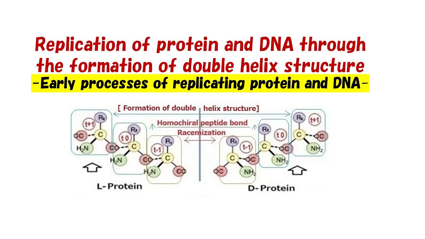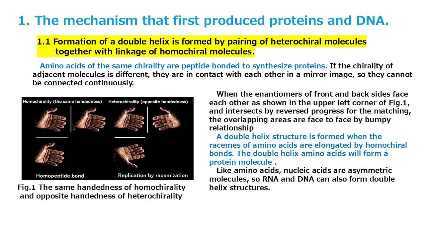Replication of protein and DNA through the formation of double helix structure. Early processes of replicating protein and DNA. The mechanism that first produced proteins and DNA. Formation of a double helix is formed by pairing of hetero-chiral molecules together with linkage of homochiral molecules.